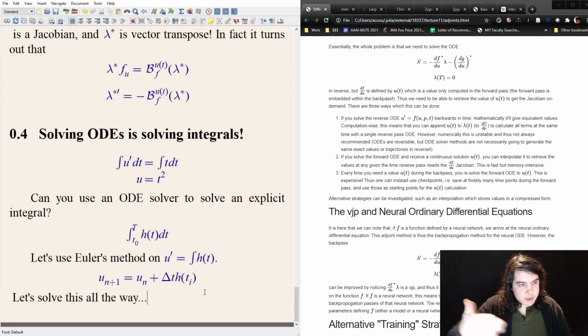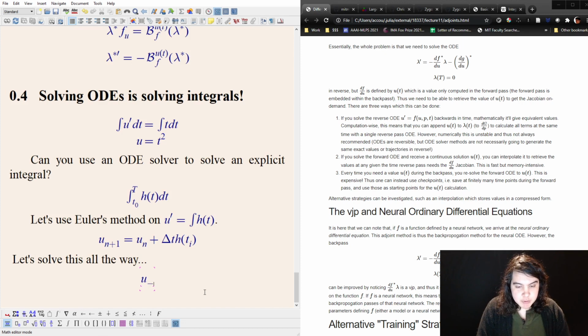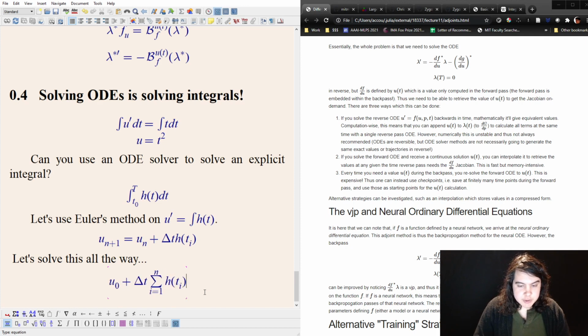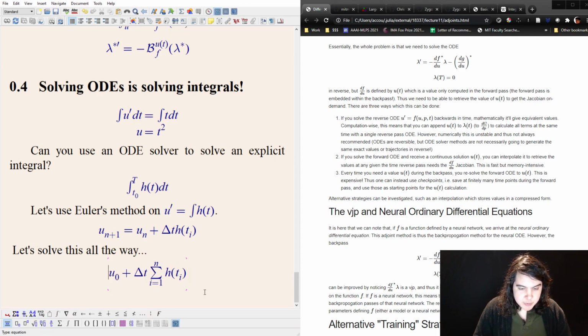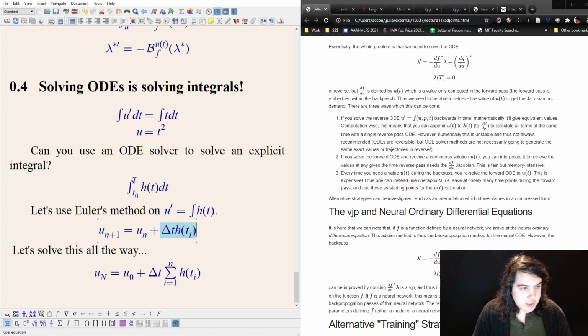Right, so we keep on doing step, and what we get after we do all this is our u sub 0 plus the sum of delta t times h evaluated at all the t sub i's, i equals 1 to n, right? This is going to be u sub n. The last step in total is going to be, because u sub n plus 1 is u sub n plus h of t, which is then u sub n minus 1 plus h of t sub i minus 1, right?